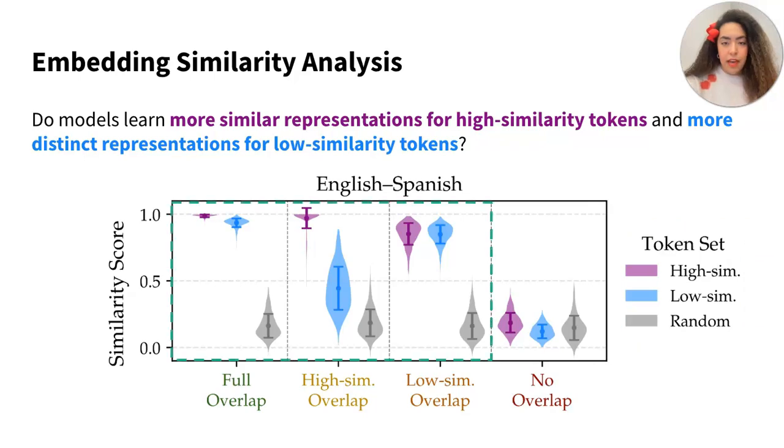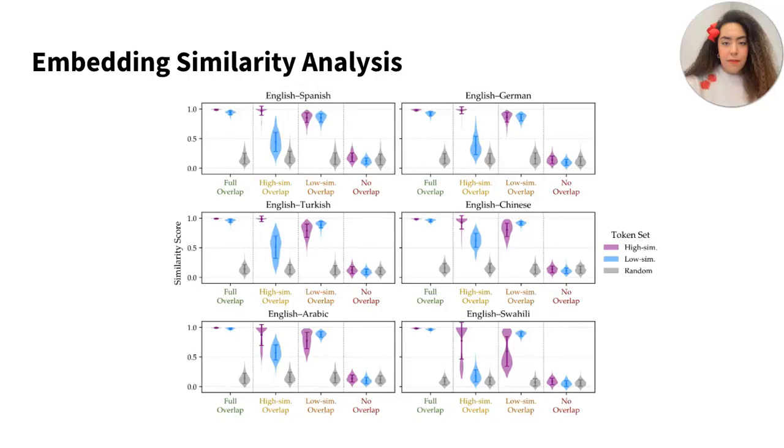We find that any kind of overlap produces embedding spaces that capture cross-lingual semantic relationships, an effect that is much weaker in models with disjoint vocabularies. We found that this effect was fairly robust across language pairs.